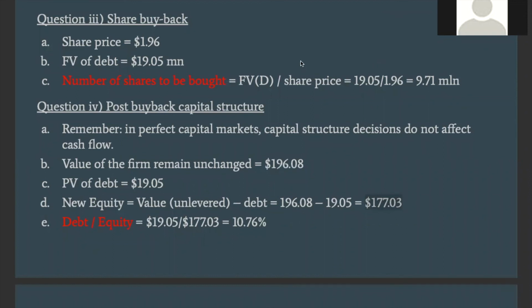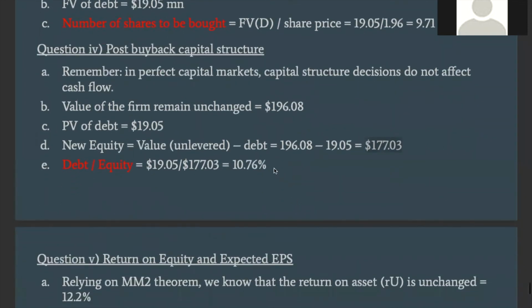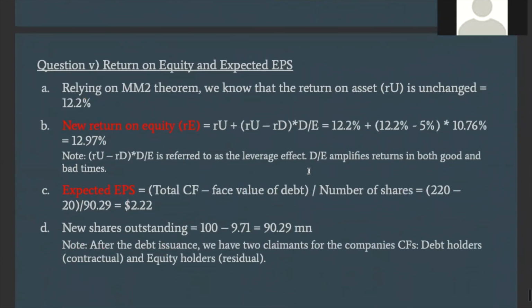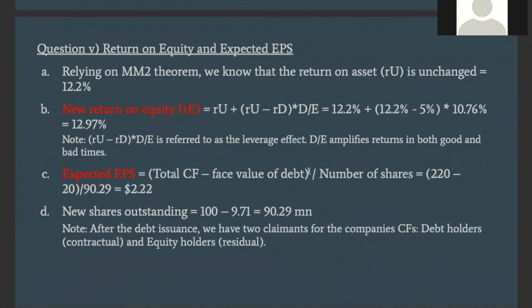Okay, fine, thank you. Right, so now back to the question. Now we know that the new capital structure is 10.76. So we move to the fifth part of this question, which asks what the return on equity is, and then the expected earnings per share of the project.